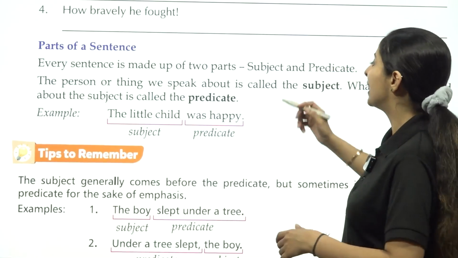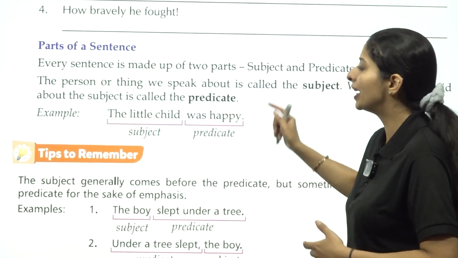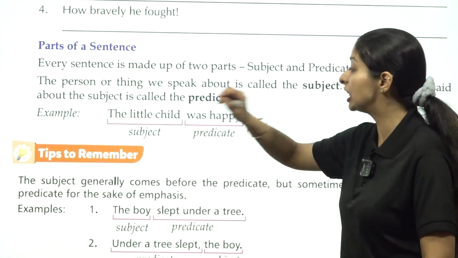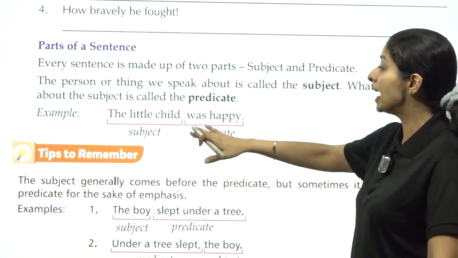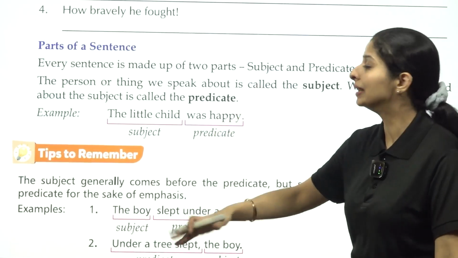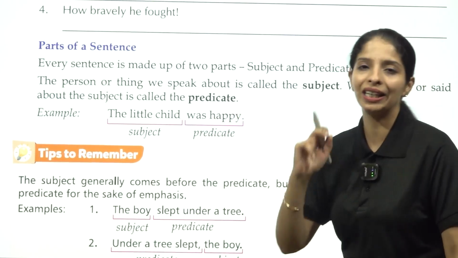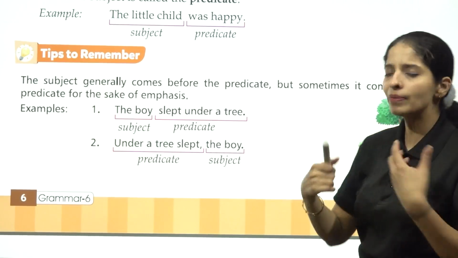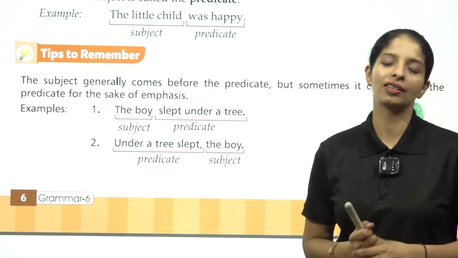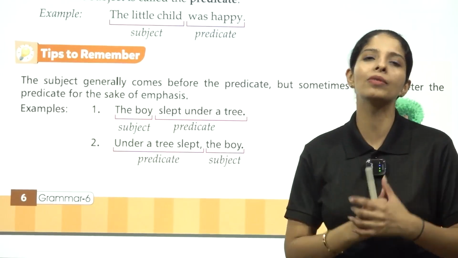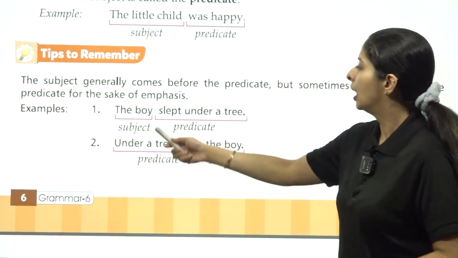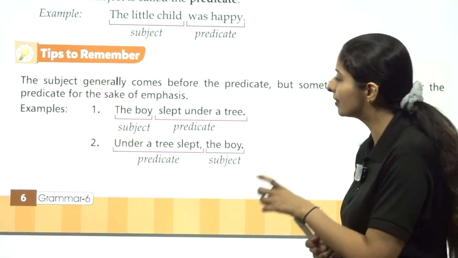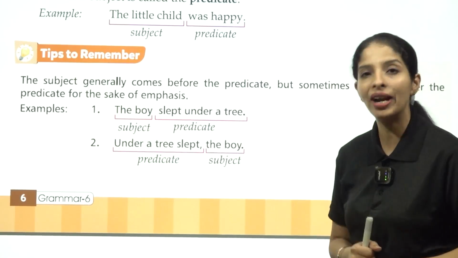What is told or said about the subject is called the predicate. Example: the little child was happy. Who is happy? The little child. So that is the subject. And what is said about that child? Was happy. So that is the predicate. The subject generally comes before the predicate, but sometimes it comes after the predicate for the sake of emphasis. Generally the subject comes in front. The boy slept under a tree. It is about the boy, so the boy is the subject and slept under a tree is the predicate.